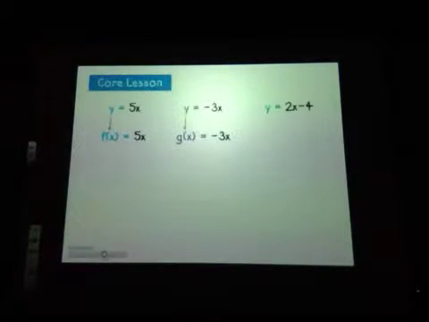Let's take our first function, y equals 5x. We can replace y with f of x equals 5x. Our second function was y equals negative 3x. Let's rename that function as g of x equals negative 3x. And finally, the last function, y equals 2x minus 4, we can rename that as h of x equals 2x minus 4.